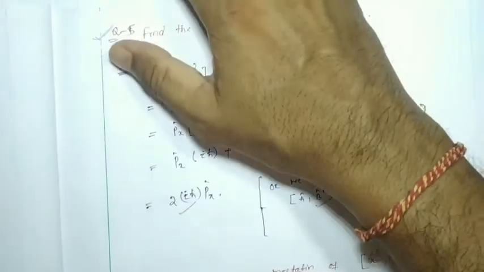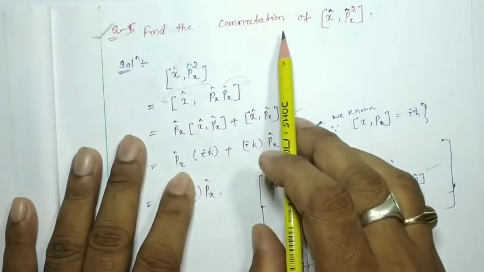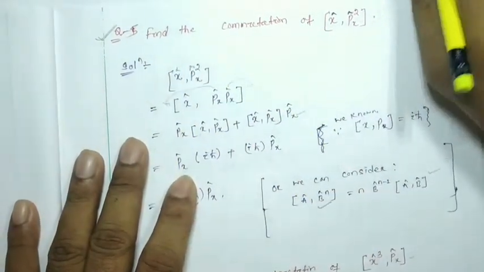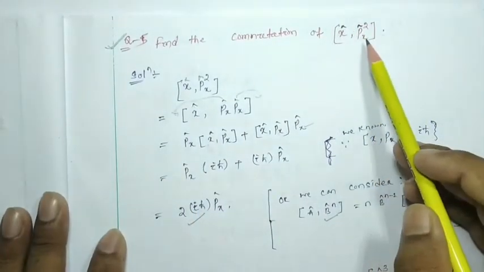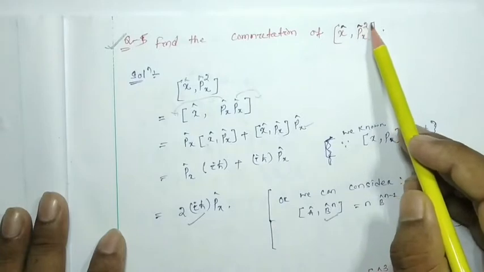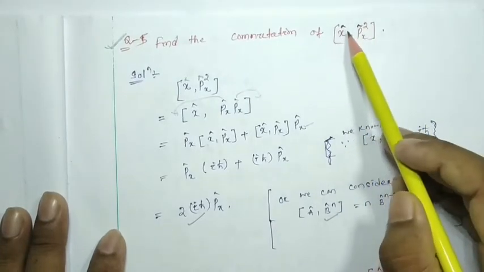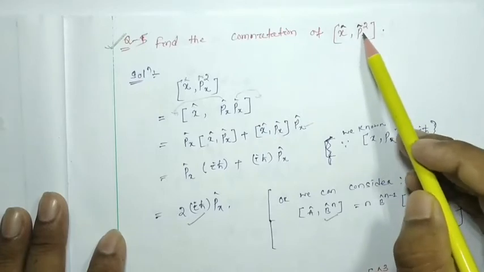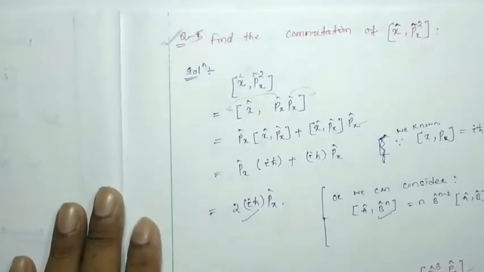Okay, next we have to move to another question, that is, find the commutation of x cap and p x cap square. So this is the position operator, this is the momentum operator square. How much the commutation will be, that is what we are going to find.